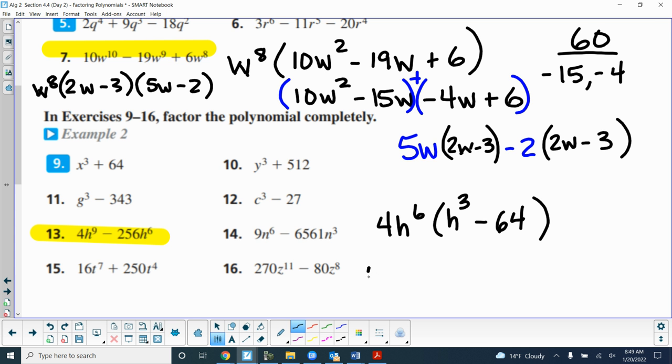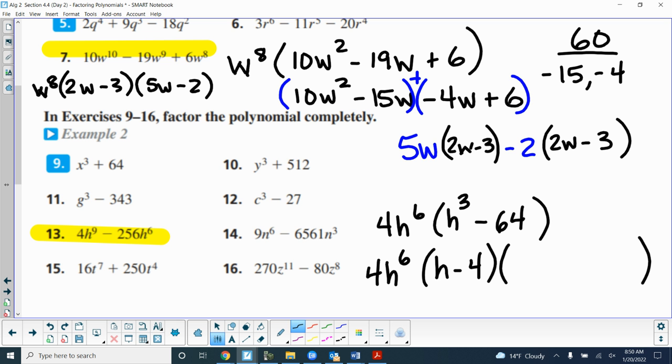So 4h to the 6th. No x in there. And then I got my binomial, my trinomial. What's the cube root of h cubed? H. What's the cube root of 64? 4. So that's just h minus 4. Just took the cube root of both of those.